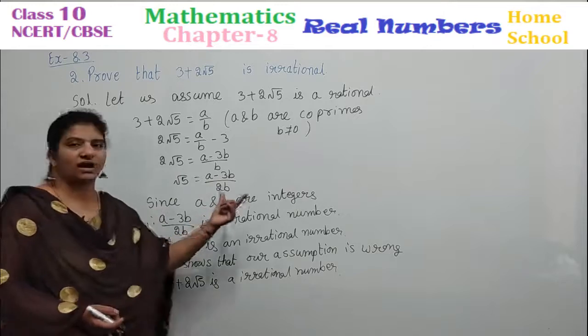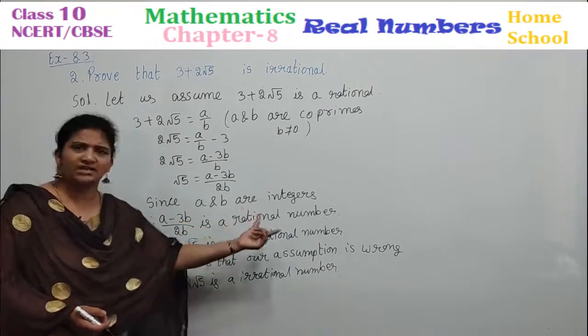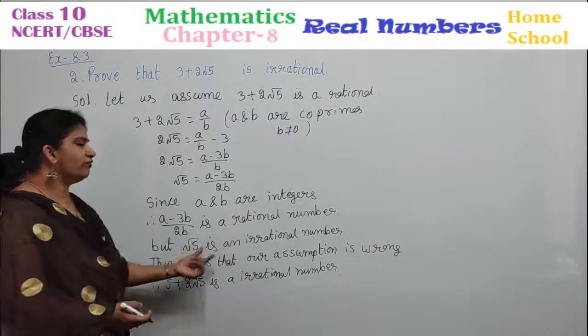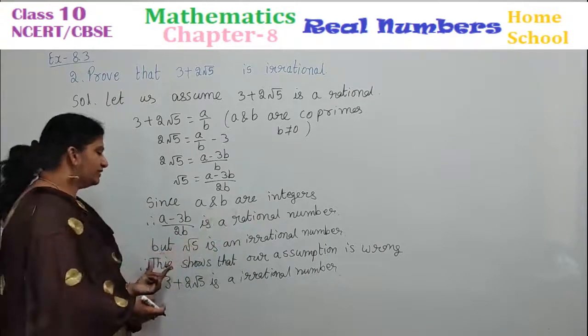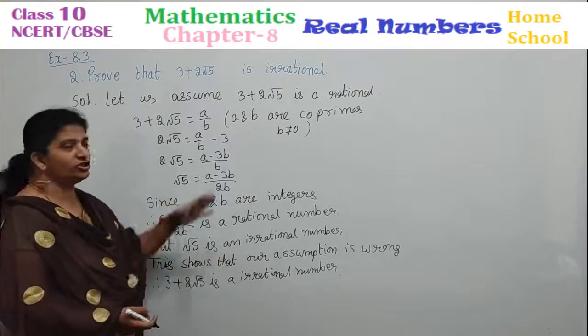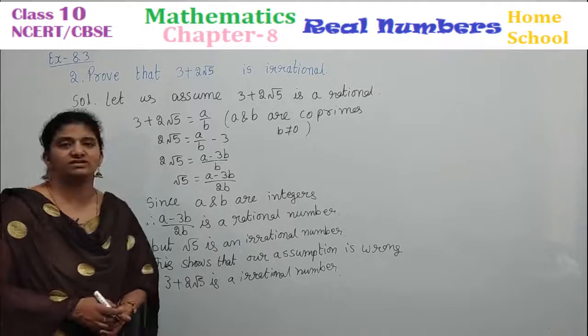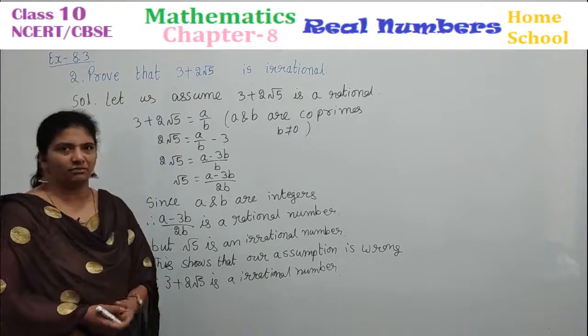Since a and b are integers, (a minus 3b) by 2b is a rational number, but root 5 is an irrational number. This shows that our assumption is wrong. What we have assumed as rational is wrong. Therefore, 3 plus 2 root 5 is an irrational number.